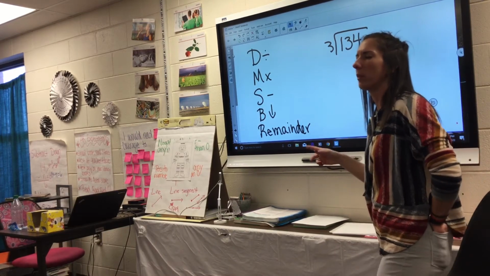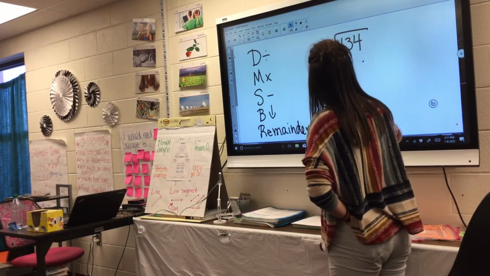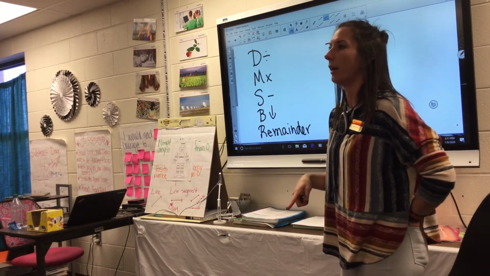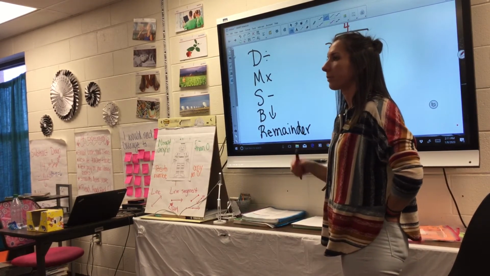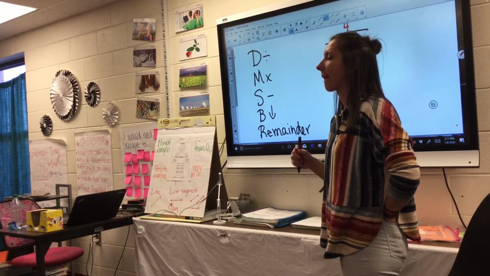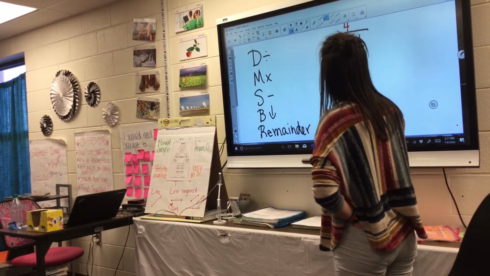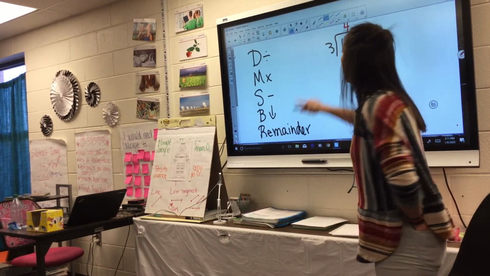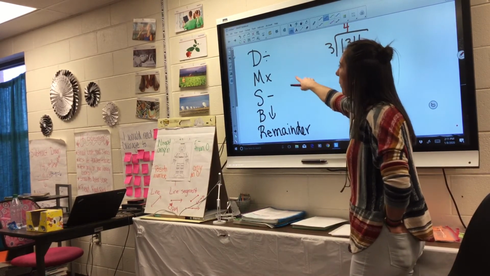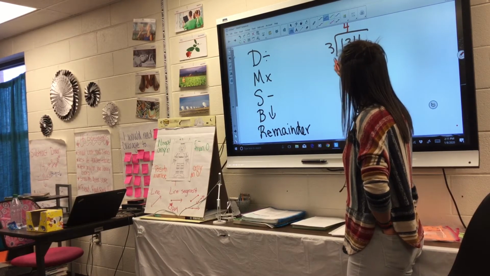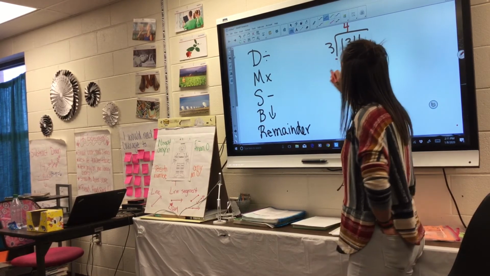How many times can 3 go into 13? 4. What is 4 times 3? 12. Okay, so it is going to work. So I put 4 above the 3. Why not above the 1? Because 3 can't go into 1, so I skipped it and I go straight to 13. So it has to be above the 3. So we divided, we multiply. 3 times 4 is 12. What's my next step? Subtract.